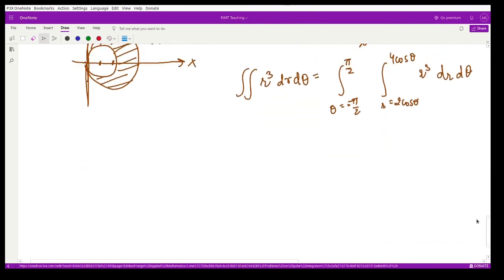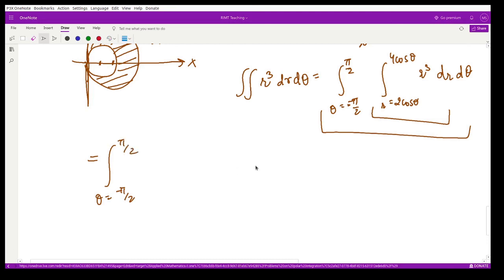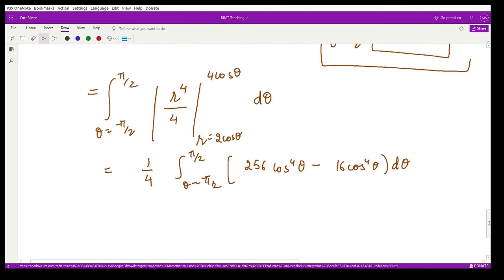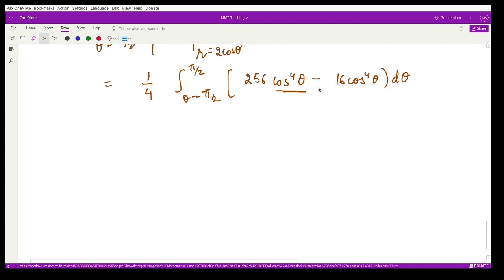Now the thing that remains is you have to simplify this whole expression, and then integrate with respect to theta. So we'll keep the components of theta as such, and then we perform the integration with respect to r. It would be r to the power 4 divided by 4, and the limits of r vary from 2 cos theta to 4 cos theta. So this is equivalent to 1 by 4 outside, theta varying from minus pi by 2 to pi by 2 of the function 256 cos to the power 4 theta minus 16 cos to the power 4 theta d theta. Now we can simplify this with respect to theta. You can solve these components. So finally, with respect to theta, your answer would come out to be 45 pi by 2. So this is the final answer.